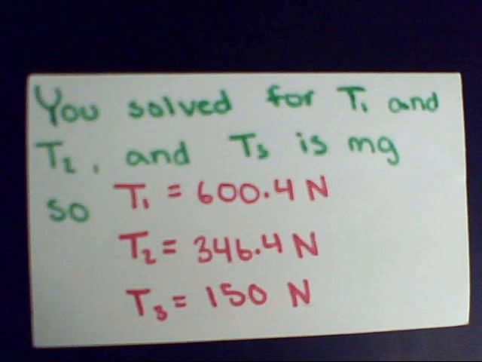We just solved for T1 and T2, and T3 is mass times gravity. So T1 equals 600.4 newtons, T2 equals 346.4 newtons, and T3 equals 150 newtons. This is the answer to the problem of finding the tension in all three strings.